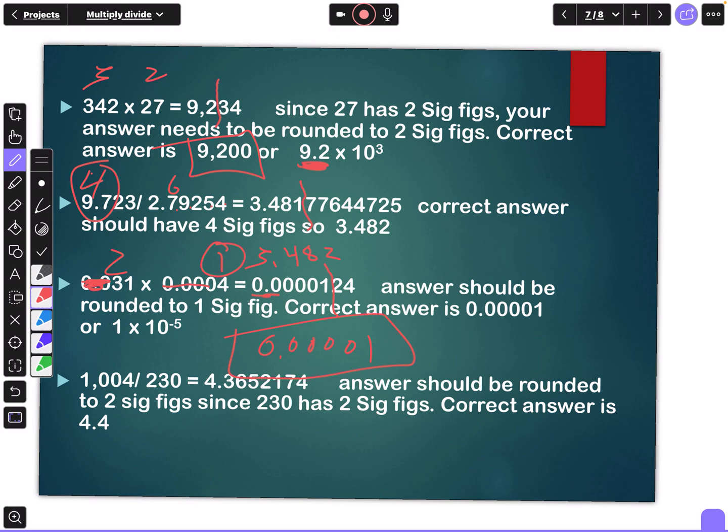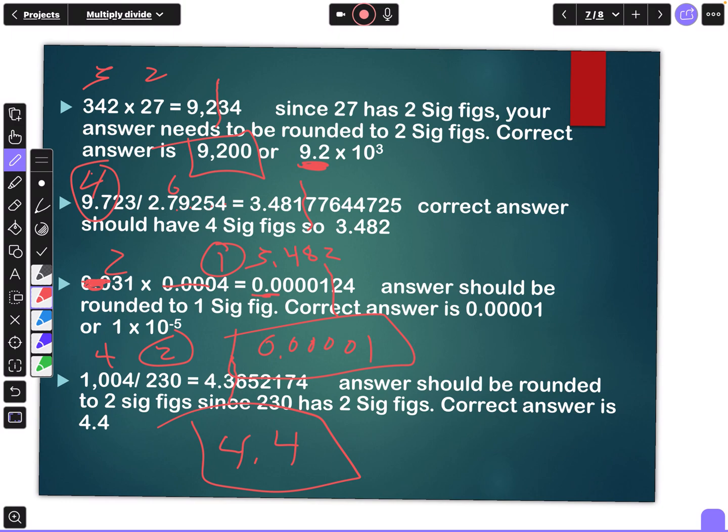Okay, our next example, 1,004. That would have four significant figures because the two zeros are embedded, so they would be significant. Divided by 230, that has two significant figures. So our answer needs to have two significant figures. When you work it out, you get 4.3652. Rounding that to two significant figures, we'll have to round it right there, and that becomes 4. The 6 would make the 3 round up. 4.4 would be the correct answer to the correct number of significant figures.